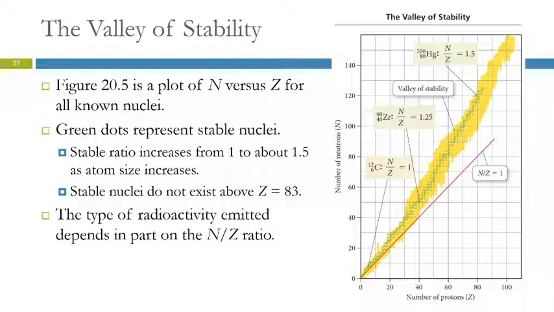And so the type of radioactivity that's emitted depends in part on the N to Z ratio, because the radioactive particles are emitted to make the nucleus become more stable. Anybody have any questions? Okay.